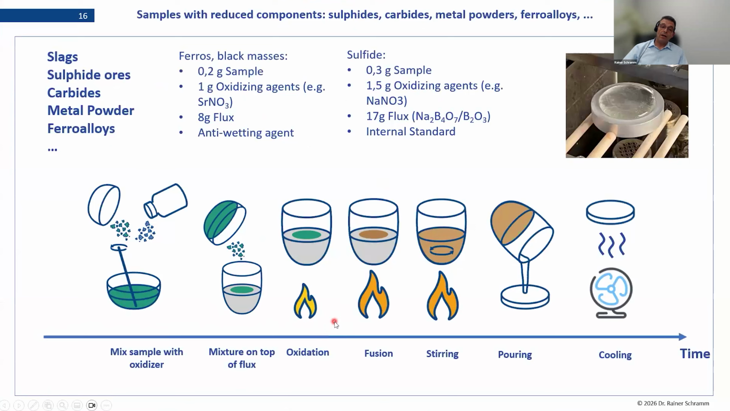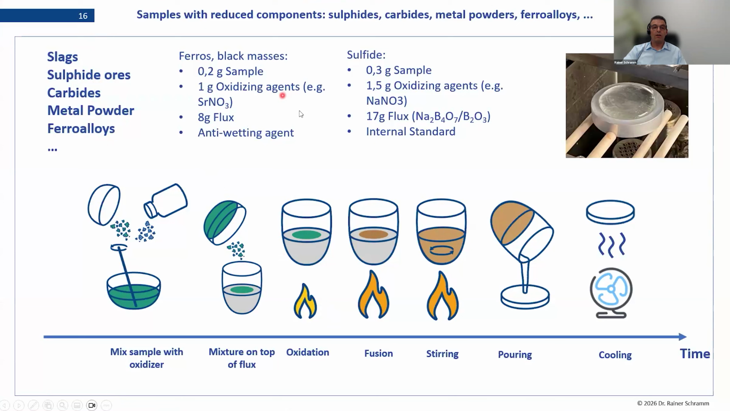Another kind of application is everything which is reduced. That means, for example, slags with metal particles inside, sulfide ores with the sulfur in form as sulfide, or carbides, metal powders, ferroalloys. So these are materials you need to oxidize first before you do your fusion process. Otherwise, there's a risk that your platinum will be attacked, and this you have to avoid, of course.